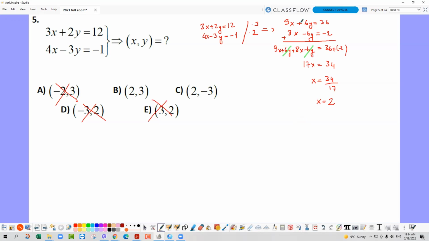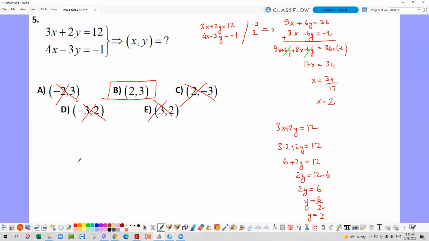So I'm going to choose one of the equations. I want to choose 3x plus 2y is equal to 12, which is given at the beginning. Now I found that x is equal to 2. So 3 times 2 plus 2y is equal to 12. 6 plus 2y is equal to 12. 2y is equal to 12 minus 6, and 2y is equal to 6. And y is equal to 6 over 2. Y is going to be equal to 3. So C is also eliminated, minus 3, and the only answer here is 2 and 3.